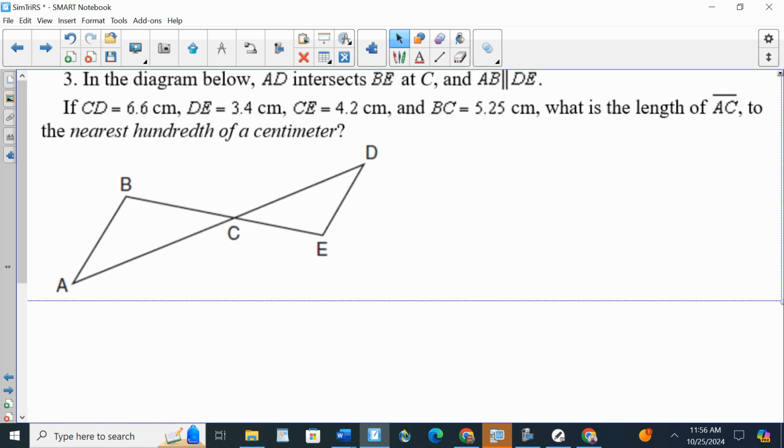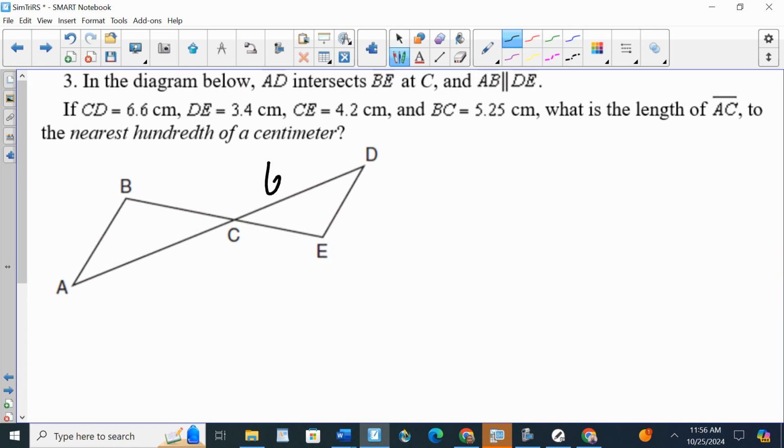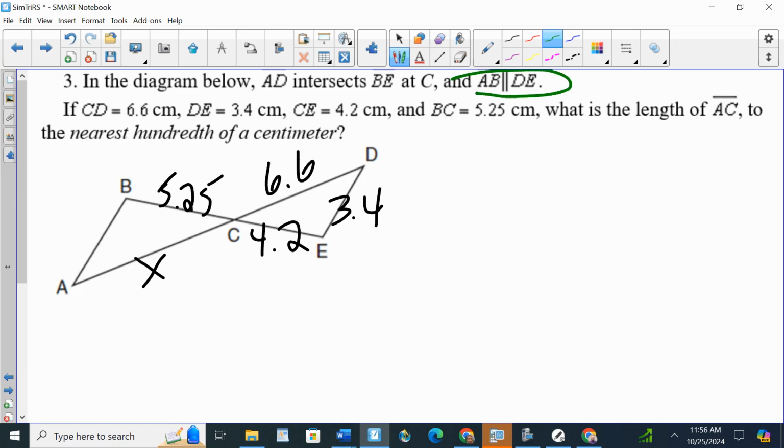Number 3, I've got CD is 6.6, DE is 3.4, CE is 4.2, BC is 5.25. It wants AC. So when I have these twisted, rotated triangles, they're similar. They're not saying they're similar, but since those are parallel, we have alternate interior angles that are congruent, which makes them similar.